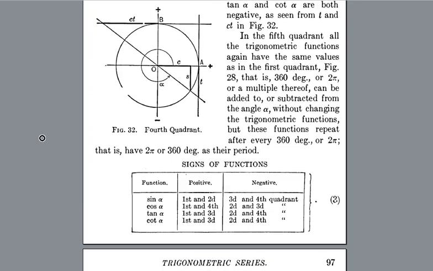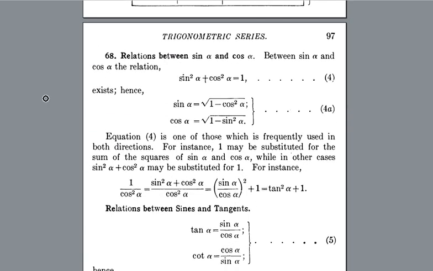The tangent of alpha is positive in the first and third quadrants and negative in the second and fourth quadrants. 4. The cotangent of alpha is positive in the first and third quadrants and negative in the second and fourth quadrants. 68. Relations between the sine of alpha and the cosine of alpha.